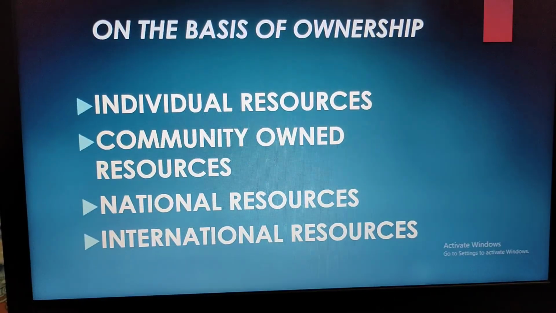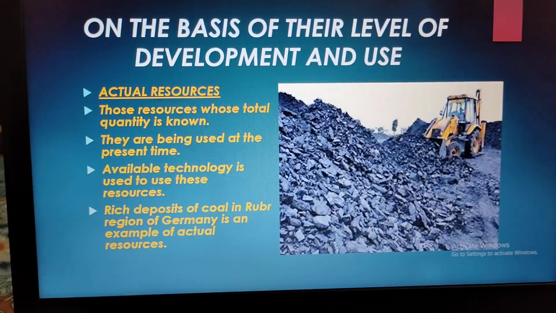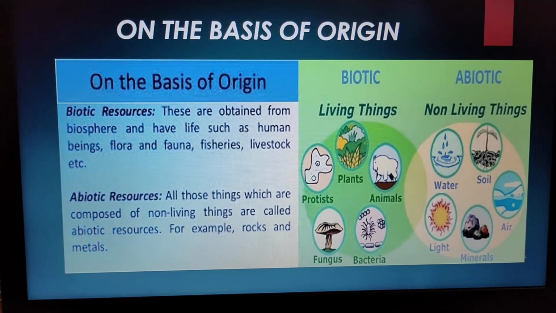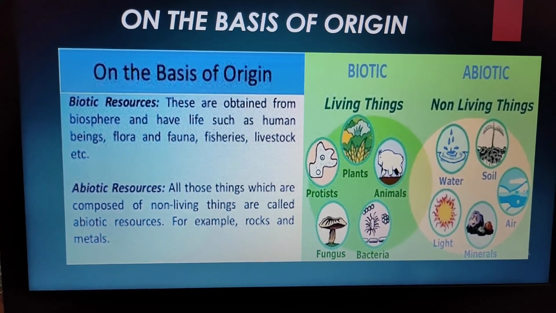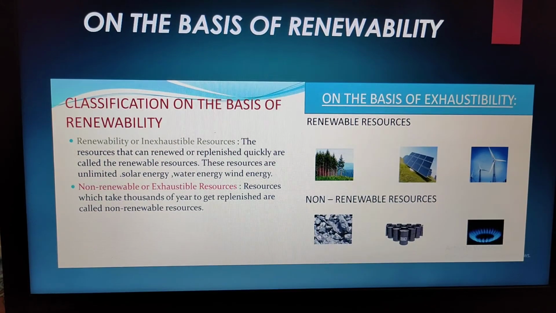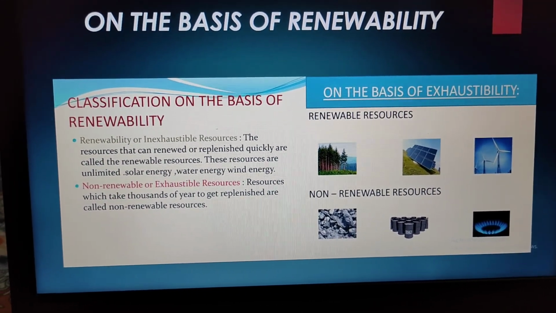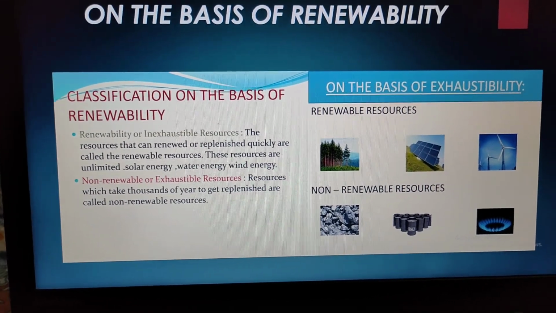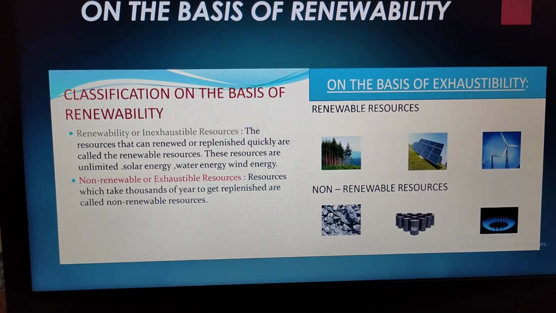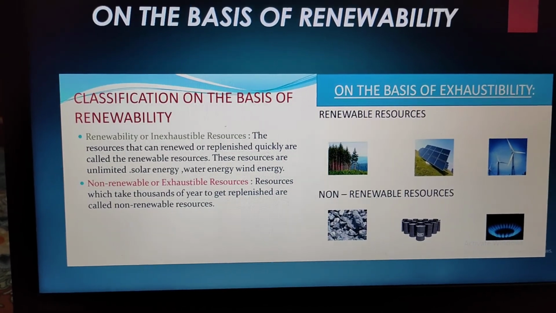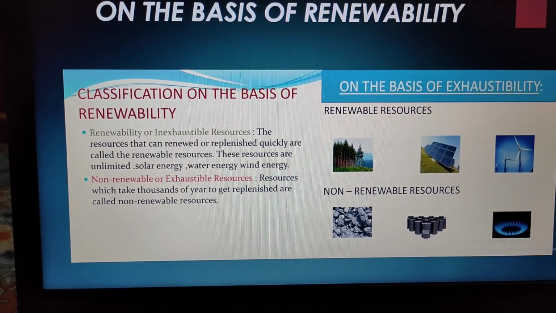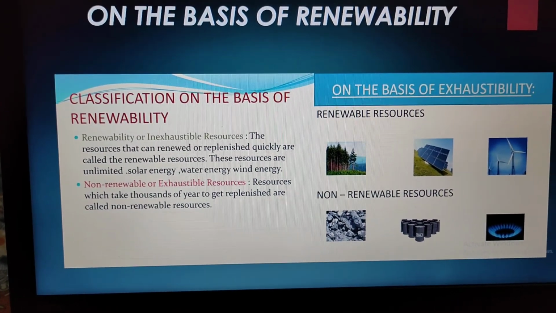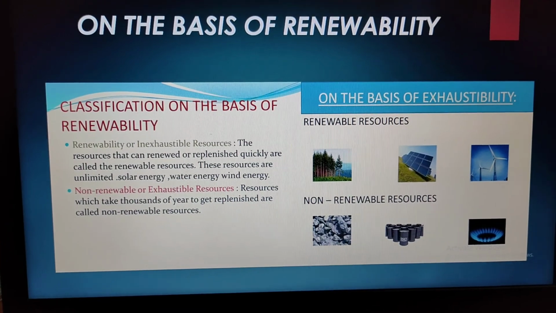So now we'll be discussing about the resources once again, right? On the basis of origin, biotic, abiotic. Biotic means living things and abiotic means non-living things. Then on the basis of renewability, the one which will get exhaust and the one which is inexhaustible and can be renewed quickly. So renewable and non-renewable, or inexhaustible and exhaustible, right? So renewable means the one which can be renewed quickly, non-renewable which take millions of years for their formation.